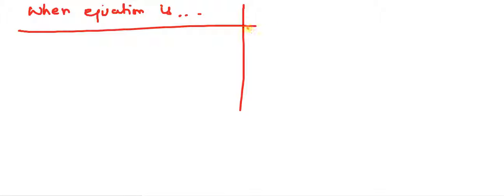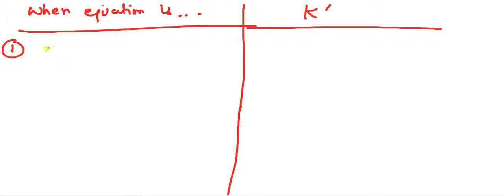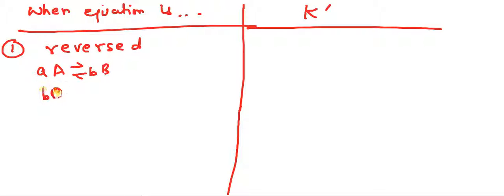Now we'll be looking at what happens when the equation is reversed, divided by something. Then we'll see the value of the new constant. This is one block and another block says the value of the new constant. So first case, if the equation is reversed, I hope you are able to understand what this means. aA is going as bB, so it is reversed, then bB is going as aA. So what's gonna happen in that case? K dash, the new constant, will be the reciprocal of the original one.